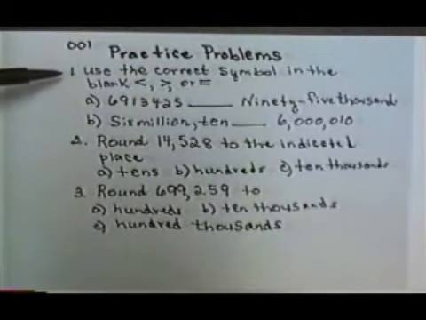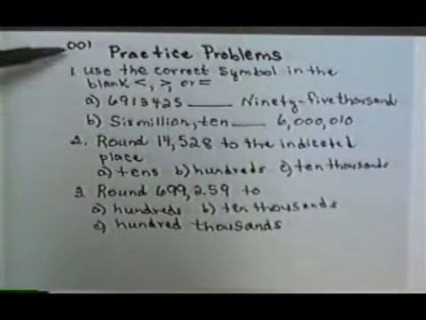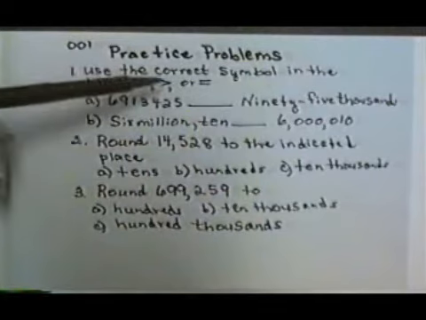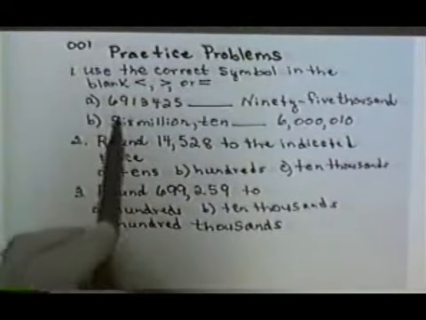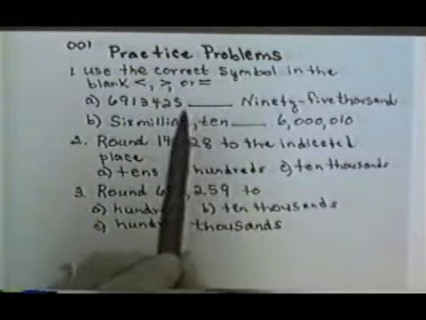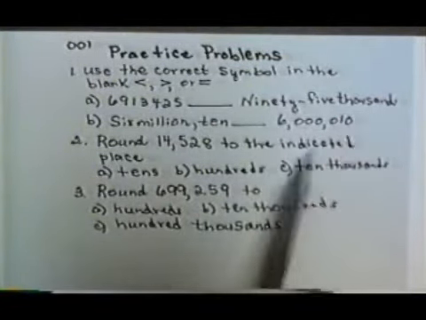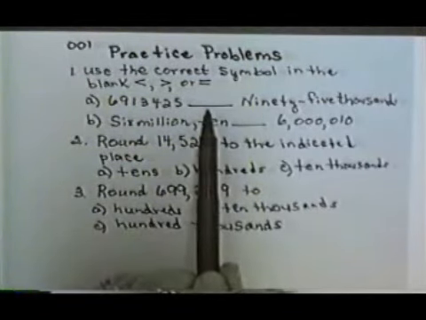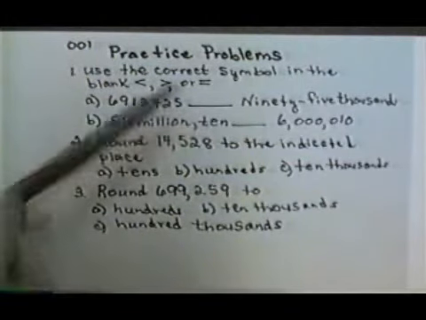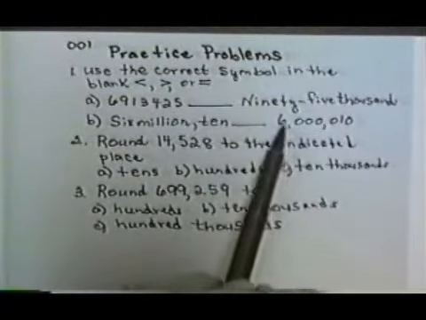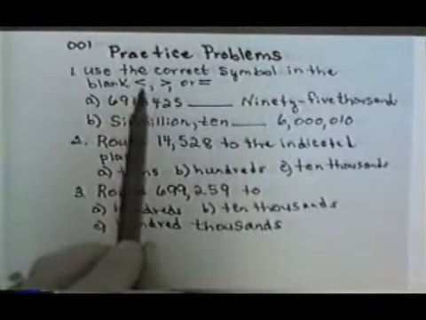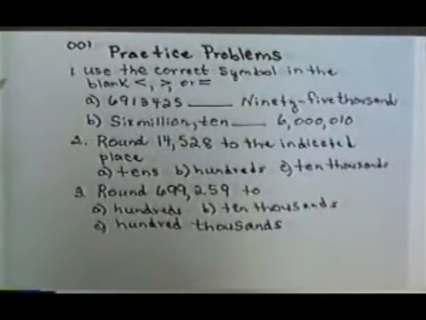I now have some more practice problems for you to do. Number 1, use the correct symbol in the blank: less than, greater than, or equal to. Part A: 691,342,5 blank 95,000. Part B: 6 million, 10, then a blank, 6,000,010. Put in the correct symbol, less than, greater than, or equal to.